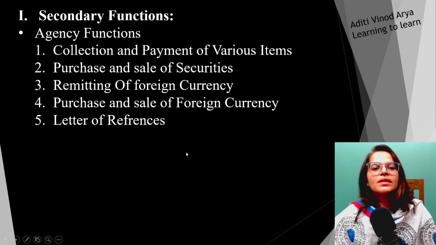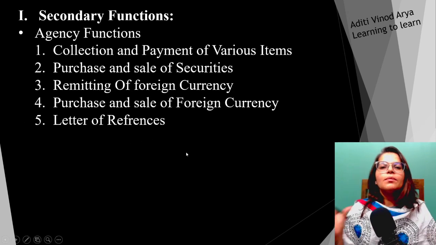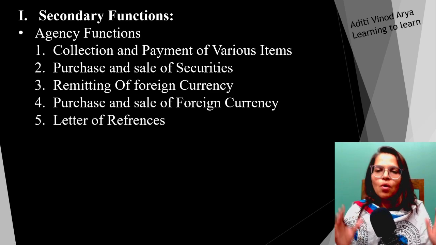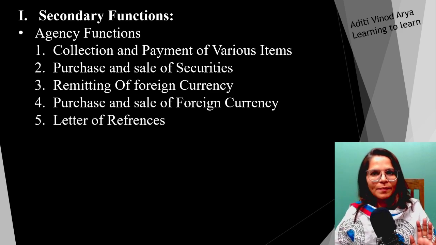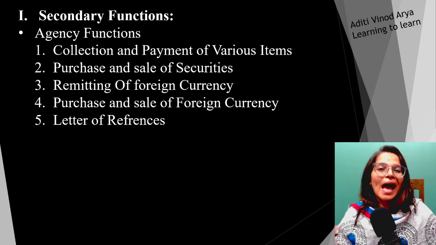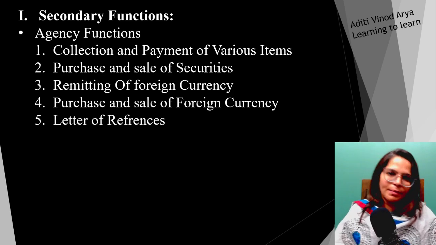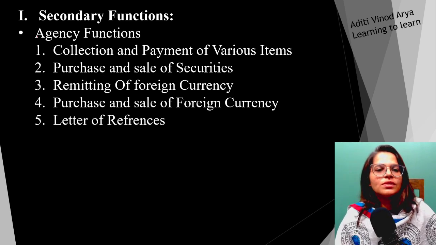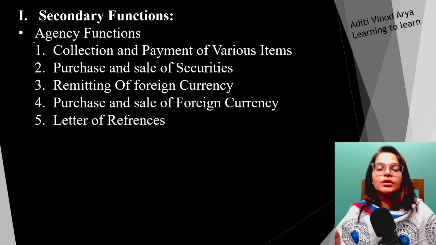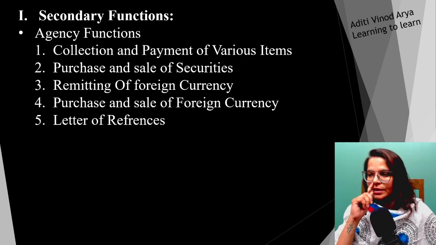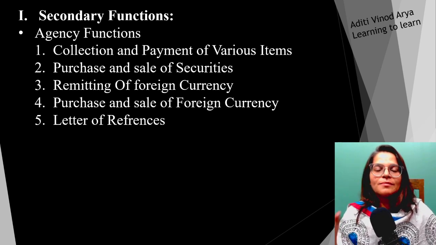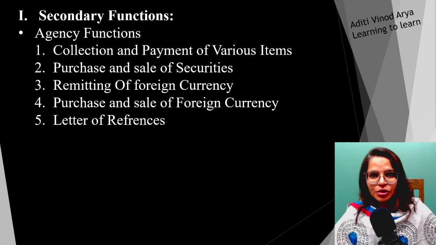The next one is the secondary functions. Primary functions should be done by each and every type of bank, but a secondary function could be related to a specific type of bank, or these are not as important as primary functions. So it includes the agency function. If you remember the characteristics, I told you clearly that sometimes banks act as our agent.